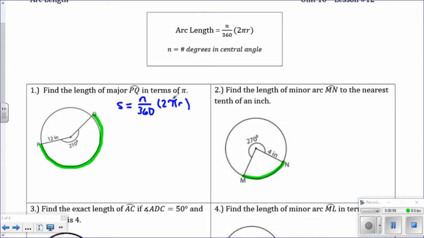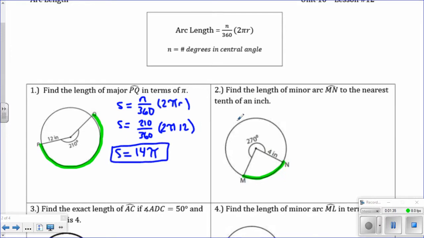Okay, so there's the formula. We don't know the arc length, so I'm going to leave it as s. The central angle that goes with that intercepted arc is 210 degrees over 360 times 2 pi, and the radius of the circle is 12. Because we're going to leave our answer in terms of pi, you would type all of this in the calculator, just don't type the pi. So you type 210 divided by 360 times 2 times 12, everything but the pi, and you would get 14 pi.